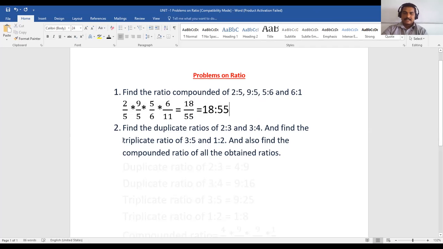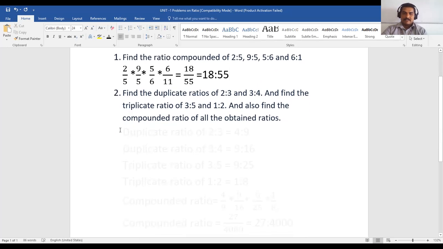Okay. So the second question is: find the duplicate ratios of 2:3 and 3:4, and find the triplicate ratios of 3:5 and 1:2, and also find the compounded ratio of all the obtained ratios. So we need to find out the duplicate ratio first for the given two ratios, and the triplicate ratio for the other two ratios. Then for all four new ratios, we need to find out the compounded ratio like the first problem.